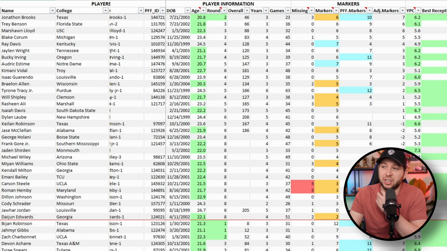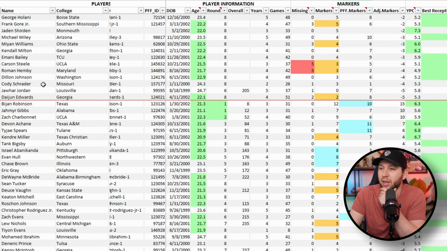And again, just like the wide receivers, I feel like the way that these are sorted just by adjusted markers is pretty solid in and of itself. For the 2024 class, Jonathan Brooks did come out on top. Sucks to see it because of the dual ACL injury basically from 2023 and this past season. But he was the number 1 running back last year. Trey Benson, Marshawn Lloyd, Blake Corum, Ray Davis, Jalen Wright, Bucky Irving is down in here. His 1 PFF marker is highlighted as blue. We'll get to that in a second for Bucky.